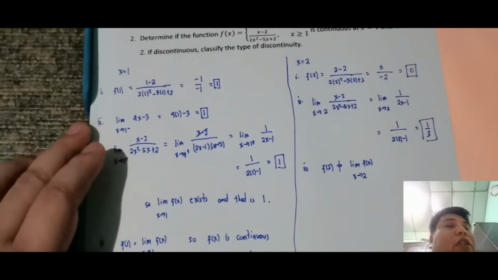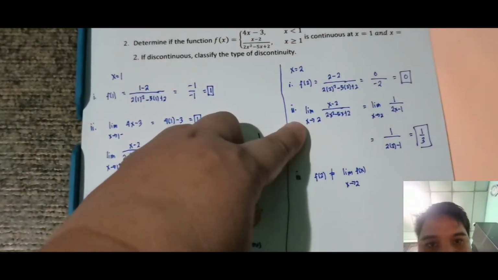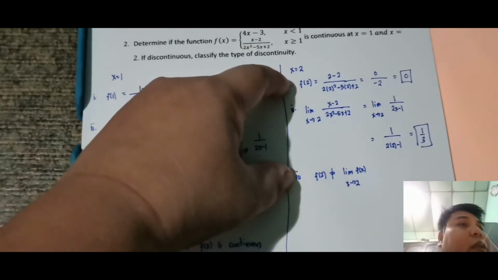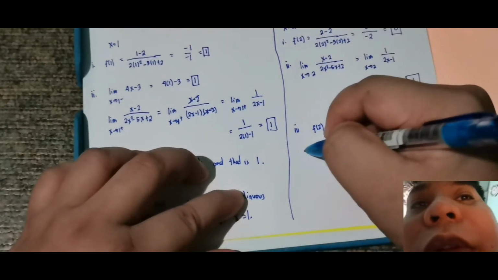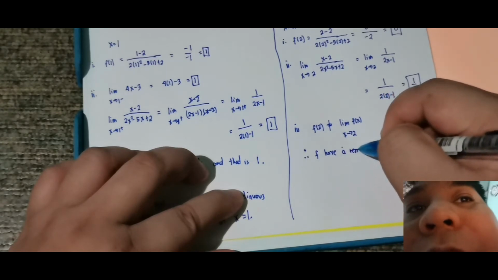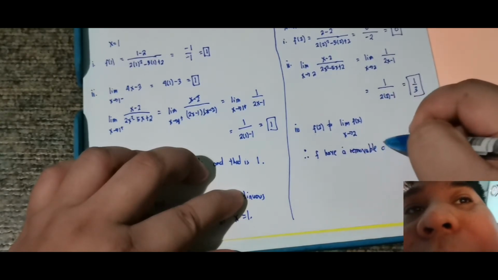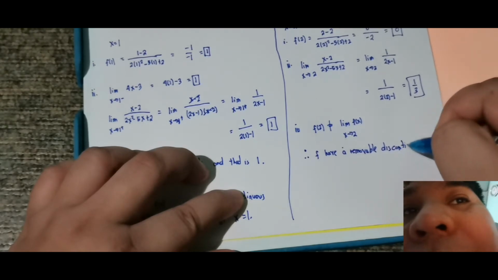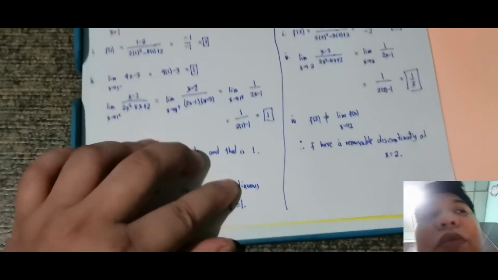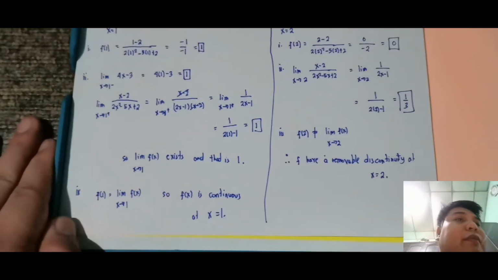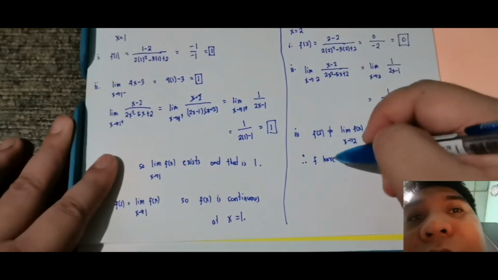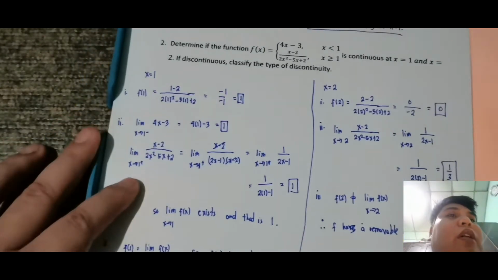Tama. Ngayon, ano sabi ng condition 1? Pag nag-exist yung limit, tapos undefined yung f of 2, or hindi equal si f of 2 sa limit, therefore, ano siya? Therefore, f has a removable discontinuity at x is equal to 2. Okay, so yan yung magiging sagot. Don't know have or has. Okay, so I guess has na lang. Sorry sa grammar na yan.